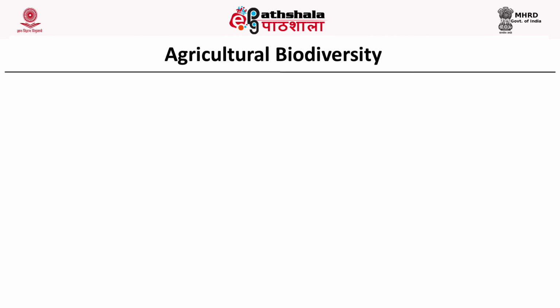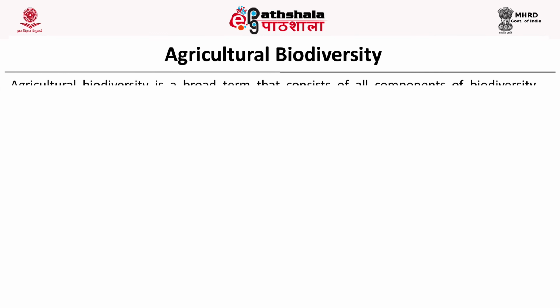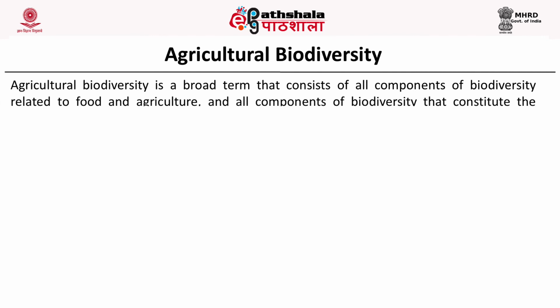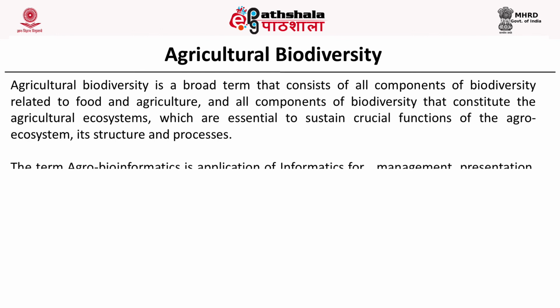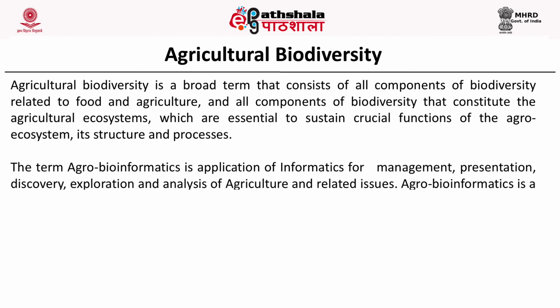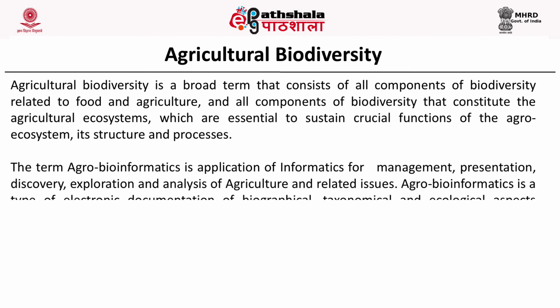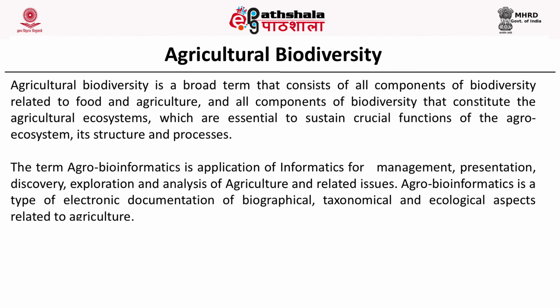The next in this series is agricultural biodiversity. It is a broad term that consists of all the components of biodiversity related to food and agriculture, and all components of biodiversity that constitute the agricultural ecosystems that are essential to sustain crucial functions of the agro ecosystem, its structure and processes. The term agrobioinformatics refers to the application of informatics, that is information system, for management, presentation, discovery, exploration and analysis of agriculture and related issues.